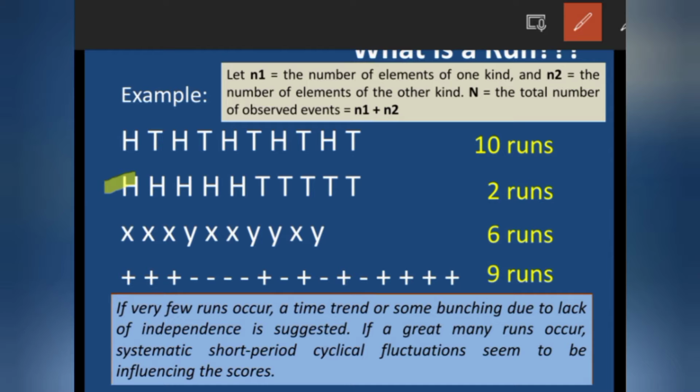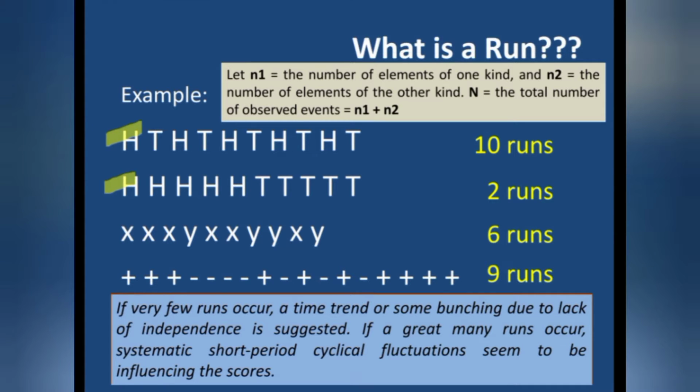If a great many runs occur, systematic short-period cyclical fluctuations seem to be influencing the scores. The example of that is this. Let's take these two examples. For example, suppose a coin were tossed 10 times and the following sequence of heads and tails was observed.